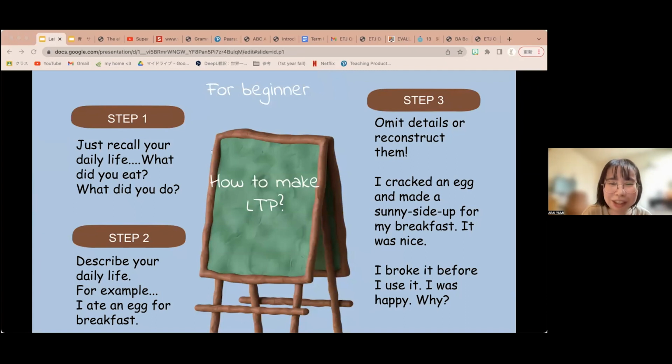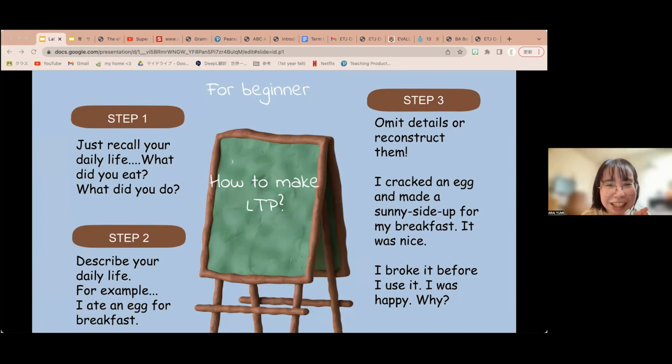And next, please describe it well. Maybe you can write. In my case, I wrote that I ate an egg for my breakfast. And finally, omit some parts, important parts, or reconstruct them. For example, I cracked an egg and made a sunny side up for my breakfast. It was nice. From that sentence, I would say, I broke it before I used it, but I was happy. Why? You can't eat an egg without cracking it, right?